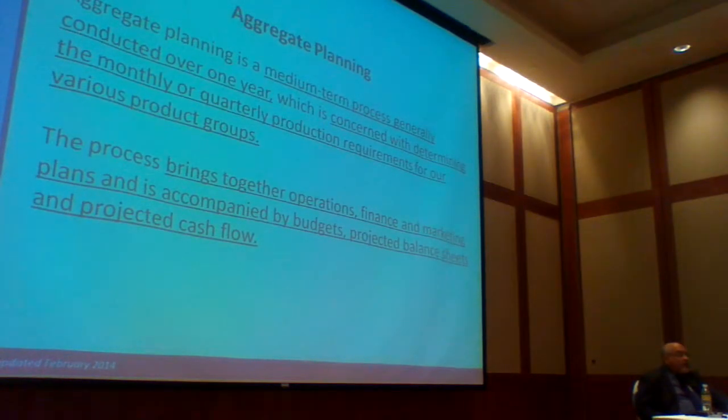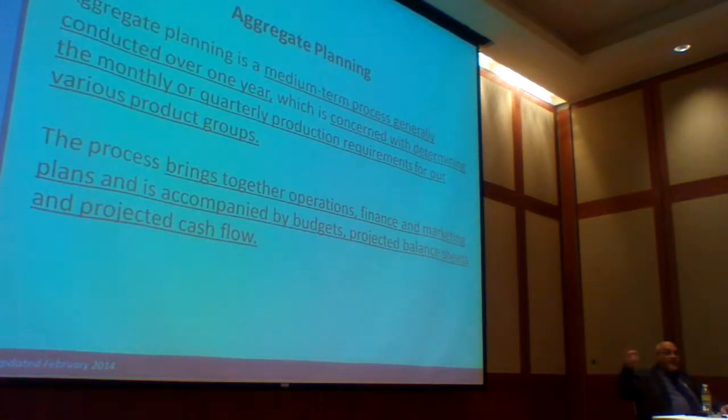We have something called aggregate planning, a mid-term process generally conducted over 1 year, which involves determining the monthly or quarterly production requirements for our various product groups. So basically, you have different product groups, and you will have a plan which will capture product A, product B, product C, and you will see for the 12 months over the year how much of these products are needed. And you saw how we're doing it with the PP.